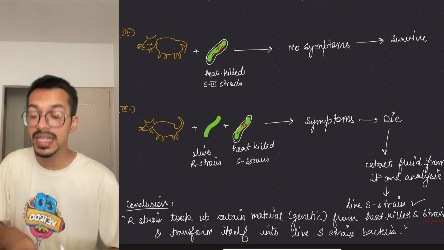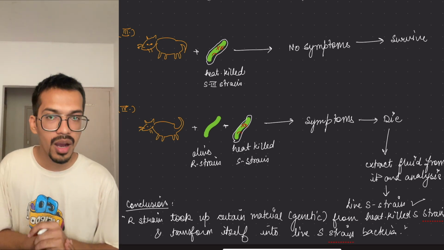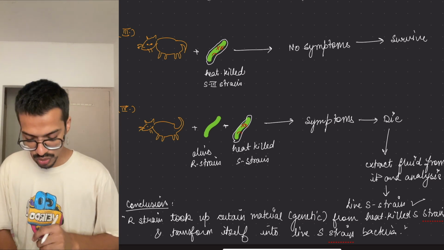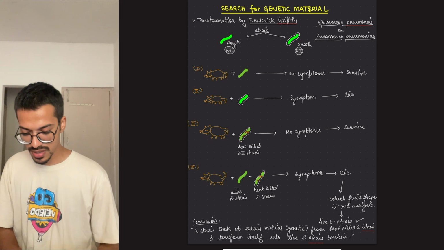By this we come to know that there is a genetic material which can change the composition of any other organism. So we understand this. See this once again and you will understand it pretty well. Let's start with the next one.